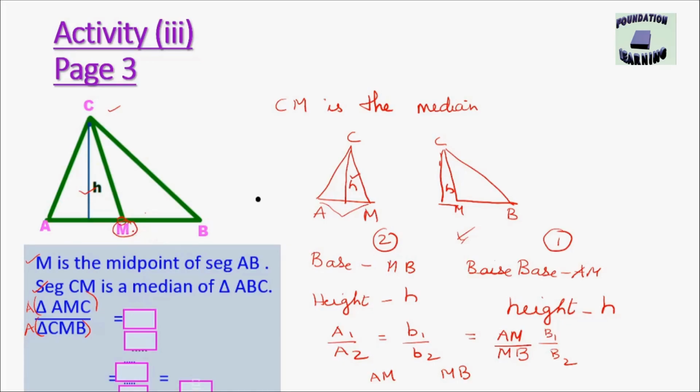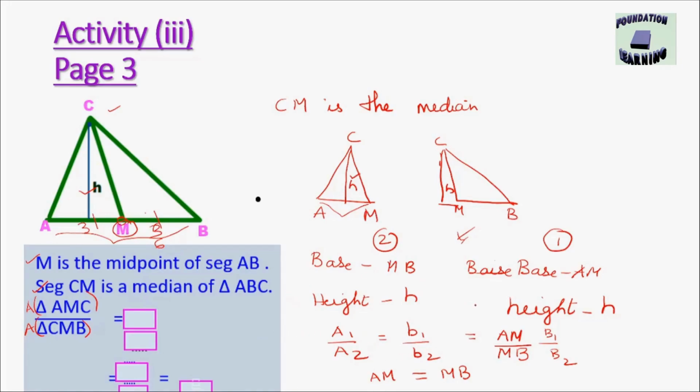What is the meaning of midpoint? Midpoint is when it divides the part into two equal halves. That means AM is equal to MB. Right? AM is equal to MB. If this entire thing in the previous example I showed you is, suppose, 6, then AM will be 3 and MB will also be 3. Okay, so AM is equal to MB.